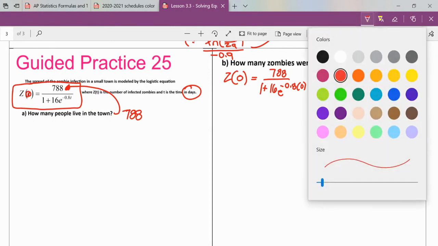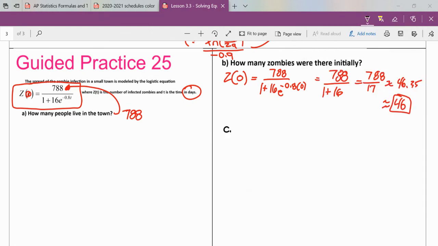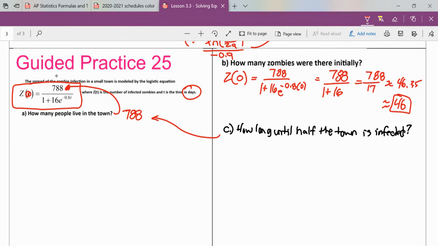Now, there isn't a question here, but I'm going to add that in. I'm going to add in here a letter C for this one and ask you, how long until half the town is infected? So half the town. Well, half of this, 788 divided by 2, is what, like 394? Yeah, so I'd have 394. I'm looking to see, when do I have 394 people infected? So that's putting that into the equation on this part, and we'll solve for t here.